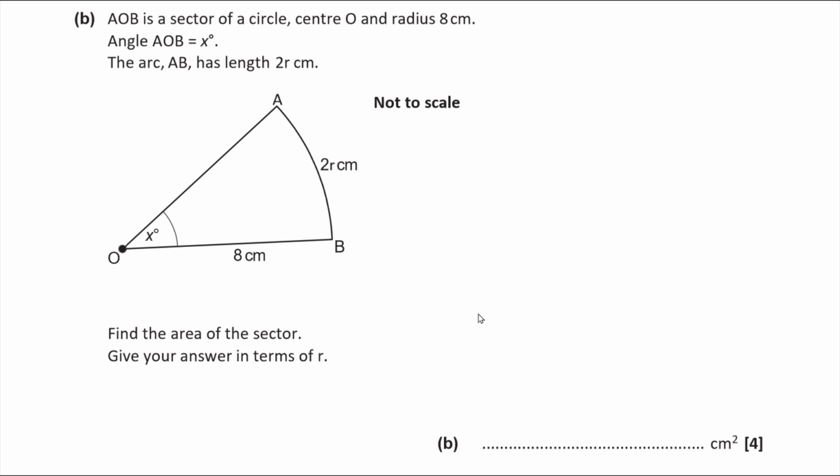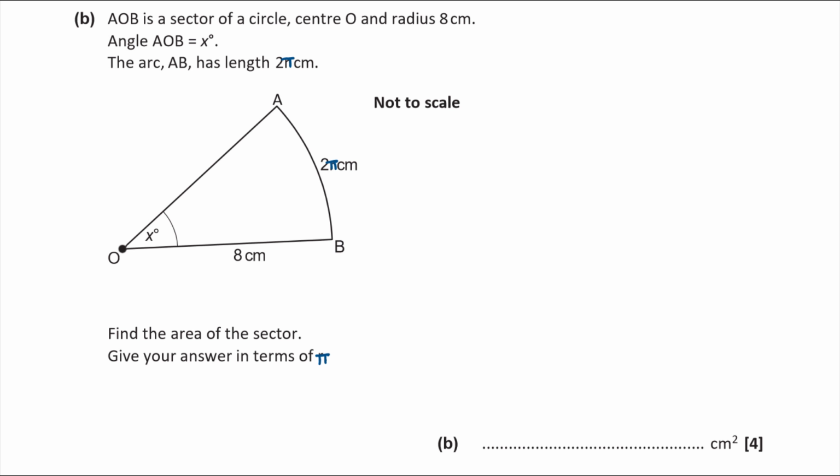Part B says AOB is a sector of a circle, centre O and radius 8. Angle AOB is x. The arc AB has length 2 pi centimetres. Find the area of the sector. Give your answer in terms of pi. Okay, my computer doesn't seem to like pi today. So yeah, the arc AB is 2 pi.